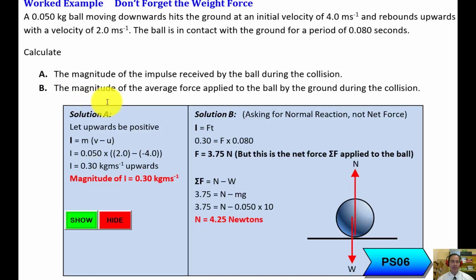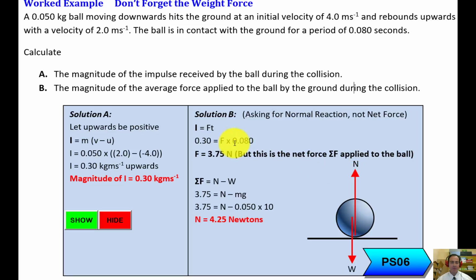Now the next question is the tricky one. It asks for the magnitude of the average force applied to the ball by the ground during the collision. And we need to be aware that when the ball is in contact with the ground, it's not just subject to the normal reaction force upward, which was the actual name for the force applied to the ball by the ground. This statement here is equivalent to normal reaction.